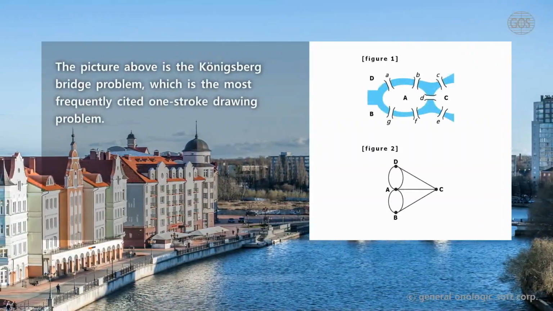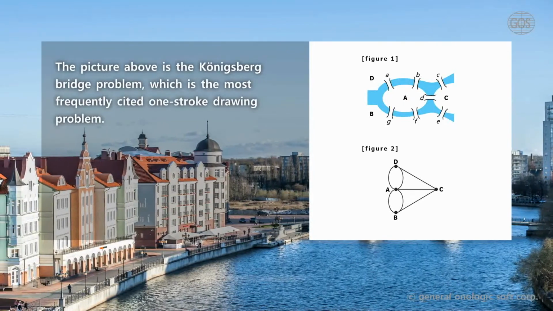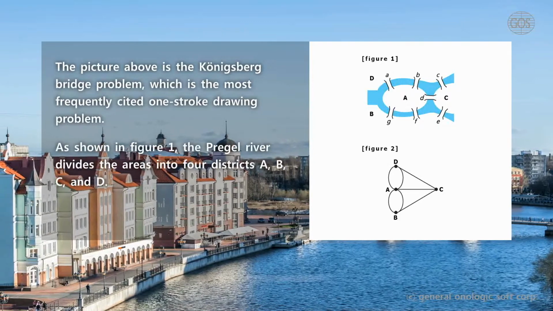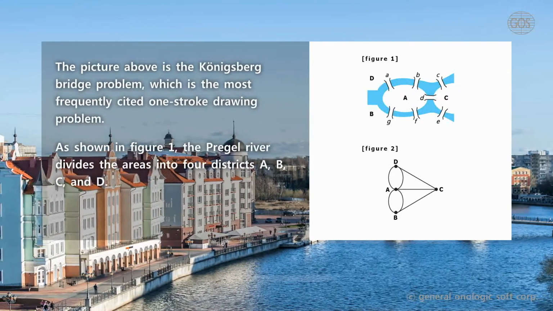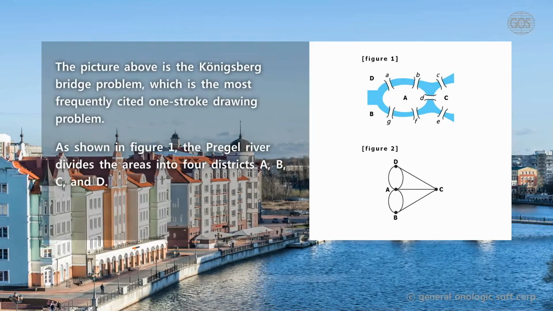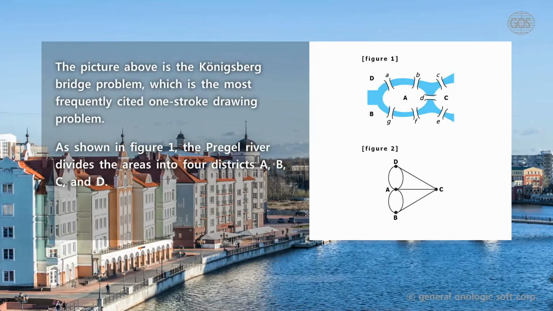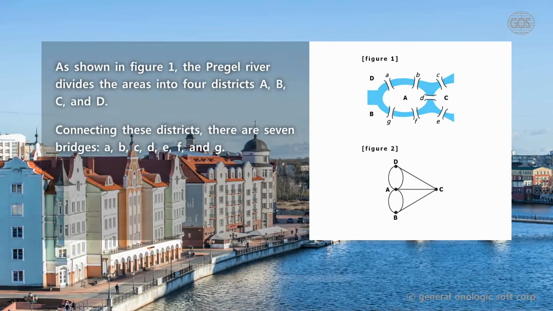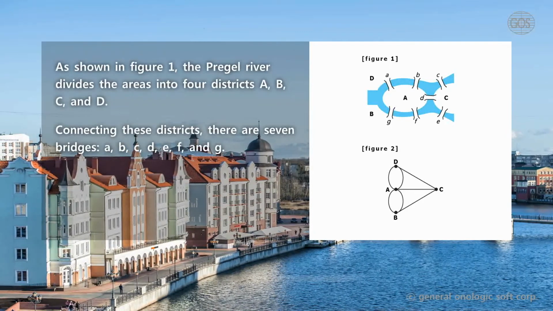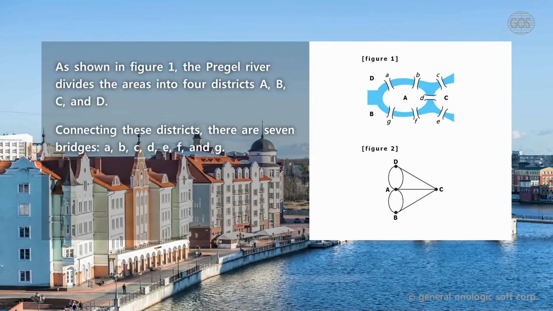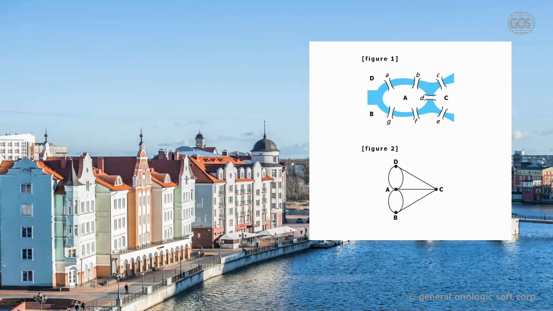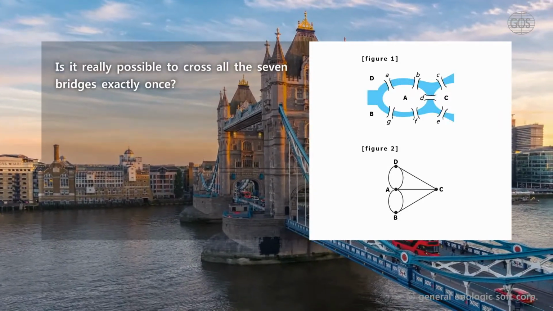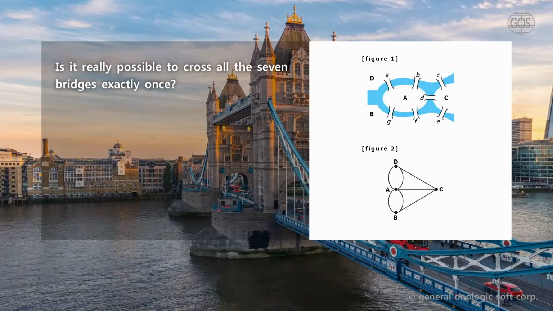The picture above is the Konigsberg bridge problem, which is the most frequently cited one-stroke drawing problem. As shown in Figure 1, the Pregel River divides the areas into 4 districts A, B, C, and D. Connecting these districts, there are 7 bridges, A, B, C, D, E, F, and G. Is it really possible to cross all the 7 bridges exactly once?